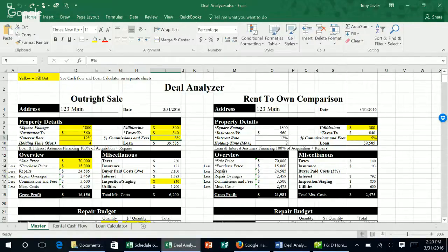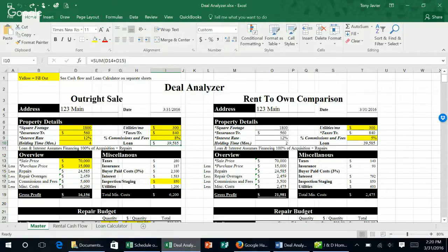Now for us, we only pay 5% commissions and fees. I estimate 1% on the front end for closing costs and title fees, 1% on the back end for closing costs and title fees, and then 3% commission. So that's 5% total. If you don't have a realtor on your side like we have that doesn't charge a commission, then it's going to be 8%. So when in doubt, use 8%.